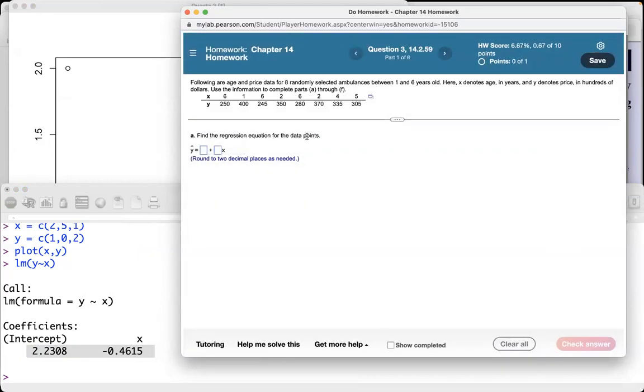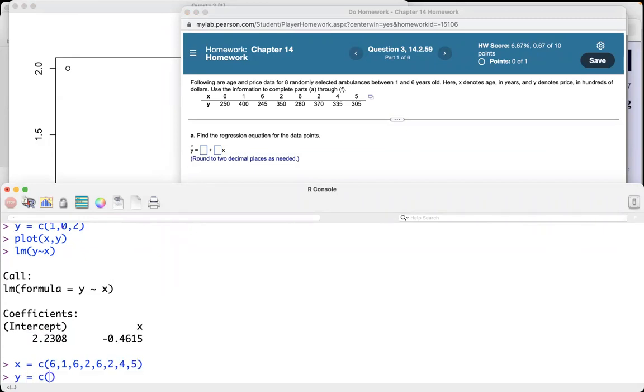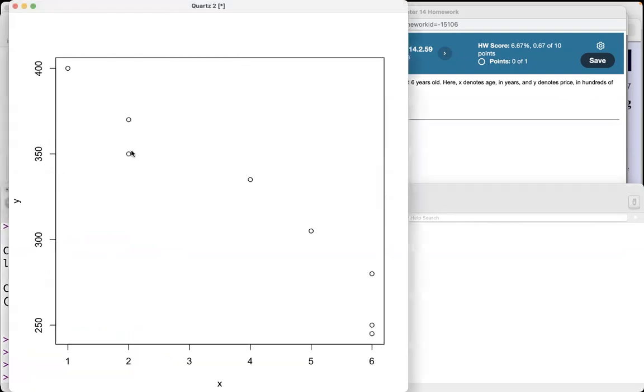Same thing for number 3. It's just if you have more data. There's one little quirk here with number 3, and there's a quiz question where you have to do this as well. But let's put in the X values: 61, 62, 62, 45. Our Y values are 250, 400, 245, 350, 280, 370, 335, and 305. Okay, so here we have 8 pairs of points, and if we wanted to, you could plot the points and see what they look like.